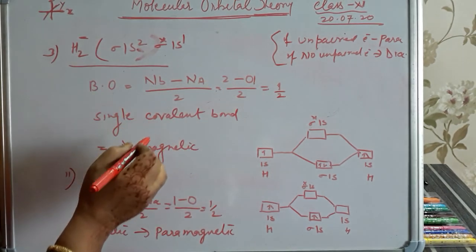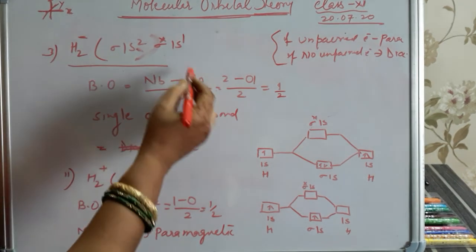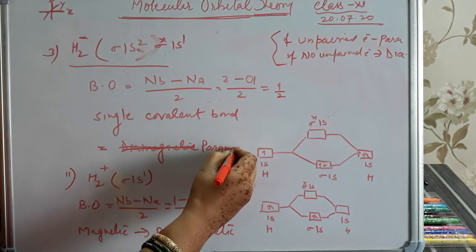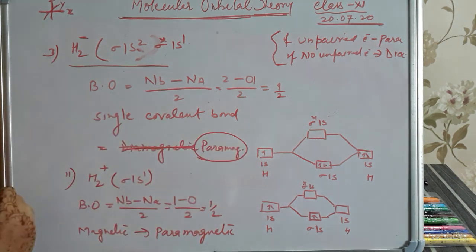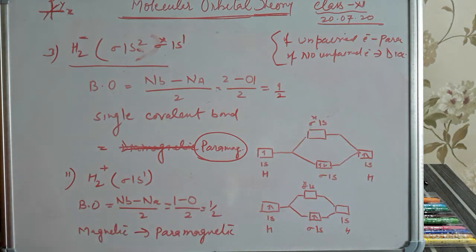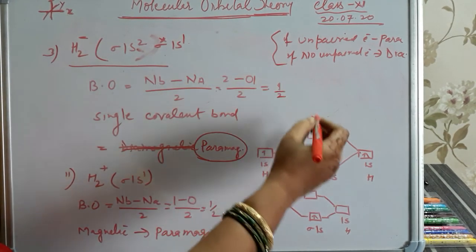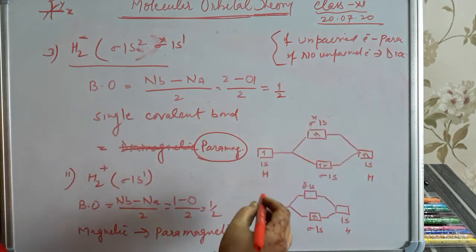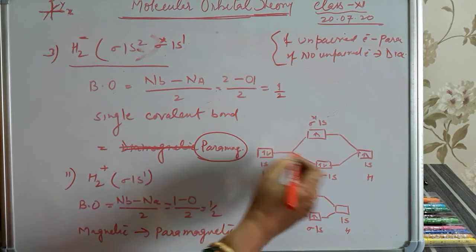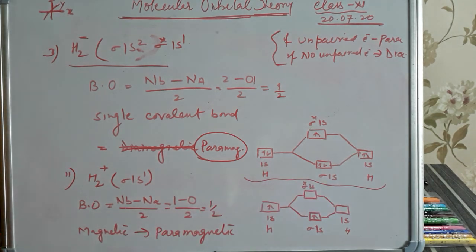And what is the characteristic magnetic property of this H2 minus compound? See here, one unpaired electron is present, so it becomes paramagnetic in nature. And how can we represent the structure of this molecule? Simply sigma 1s2 is filled here, and sigma anti-bonding 1s1 is filled here. In this way you can represent it. So here is sigma 1s2 and sigma anti-bonding 1. So do practice and try the simplest molecules first.